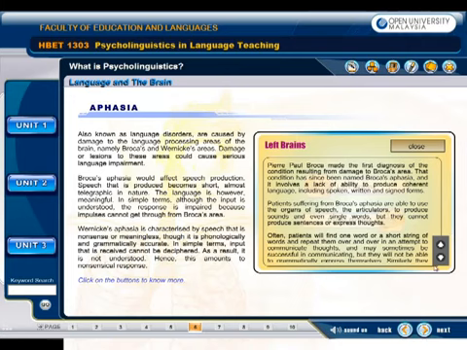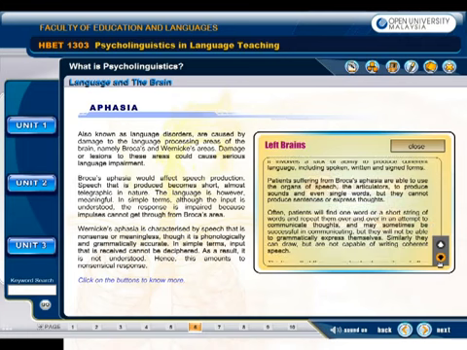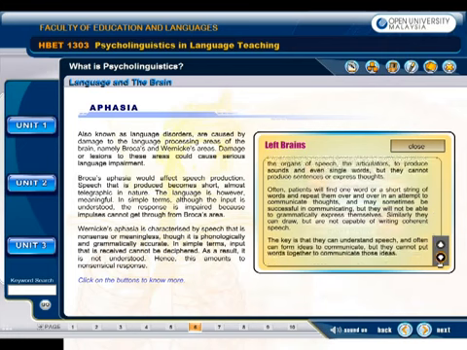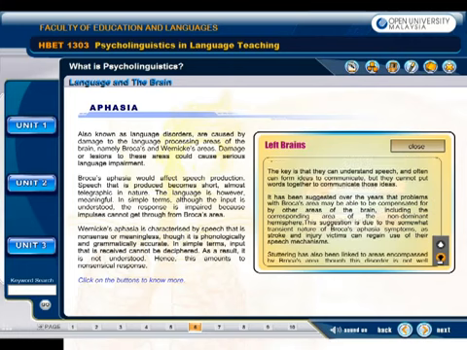Often, patients will find one word or a short string of words and repeat them over and over in an attempt to communicate thoughts, and may sometimes be successful in communicating, but they will not be able to grammatically express themselves. Similarly, they can draw, but are not capable of writing coherent speech. The key is that they can understand speech, and often can form ideas to communicate, but they cannot put words together to communicate those ideas.